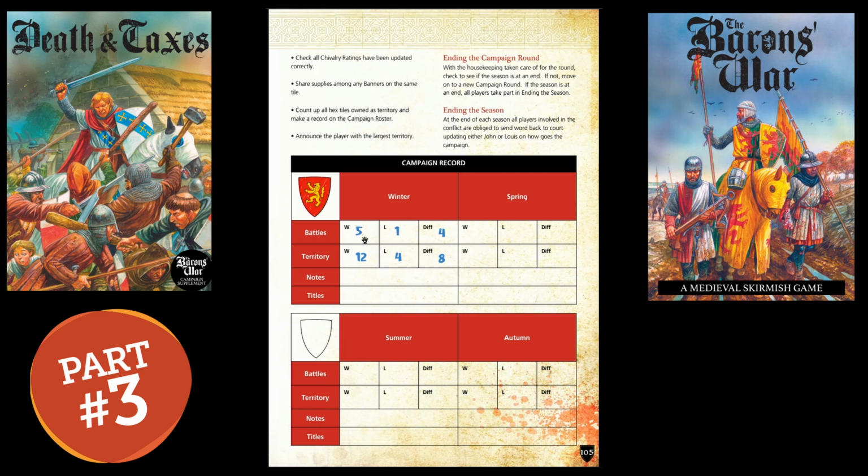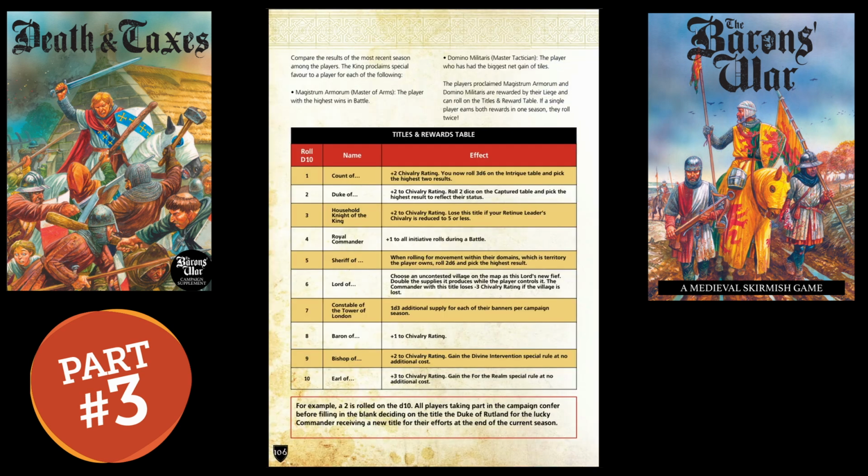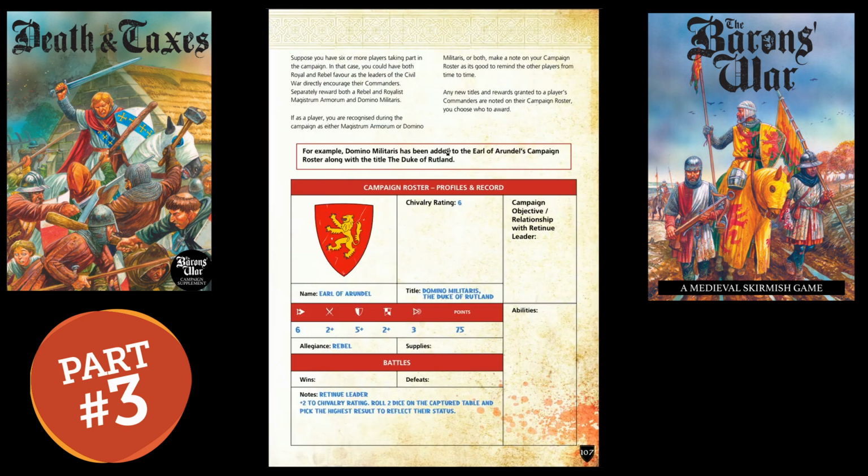With victories, you see victory, losses, and obviously the rewards you get depending on your victory of the season. Another brilliant idea. So for example, if you roll a 4, you get +1 to all initiative rolls during a battle. And this is based obviously on your campaign success. So you have a rating and you have notes. His retinue leader, for example, Militaris has been added to the Earl of Arundel's campaign roster along with the title of Duke of Rutland.